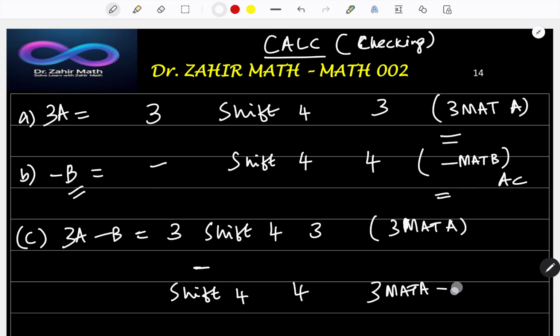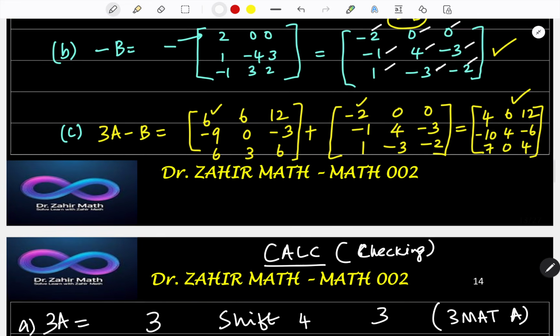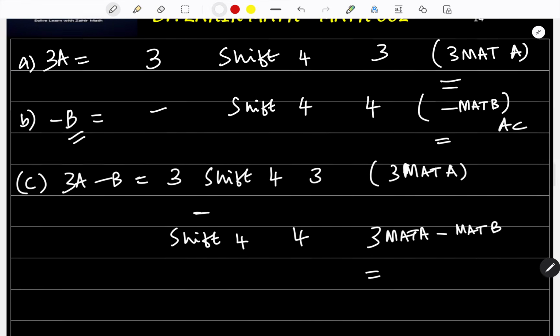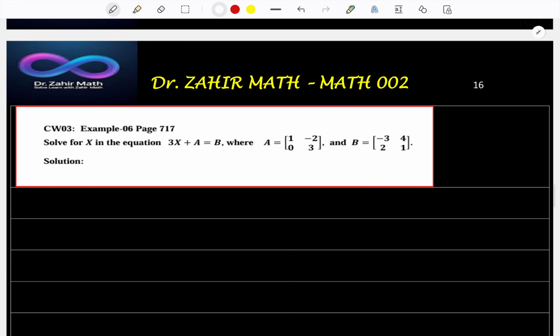Actually they call it a prompt or command, whatever it is, computer language. 3 mat A minus B, right? So now press equal. Check your answers now, which is 4, 6, 12, minus 10, 4, negative 6, 7, 0, 4. Wow, super, right? Yes, our answer is correct. So all our answers are correct. 3A minus B, all we have done. Is it clear? Right. Now let's go to the next question.